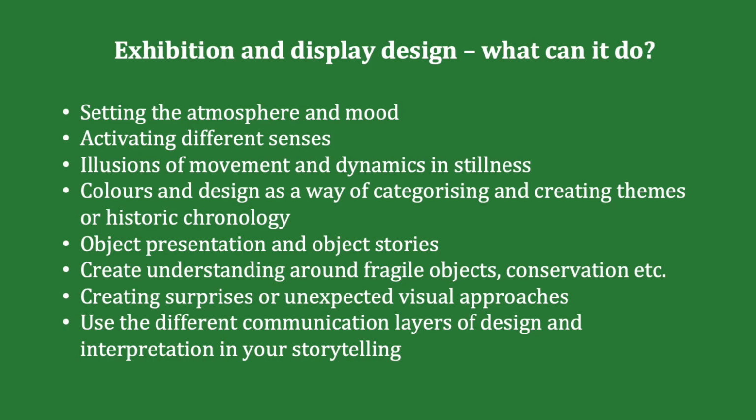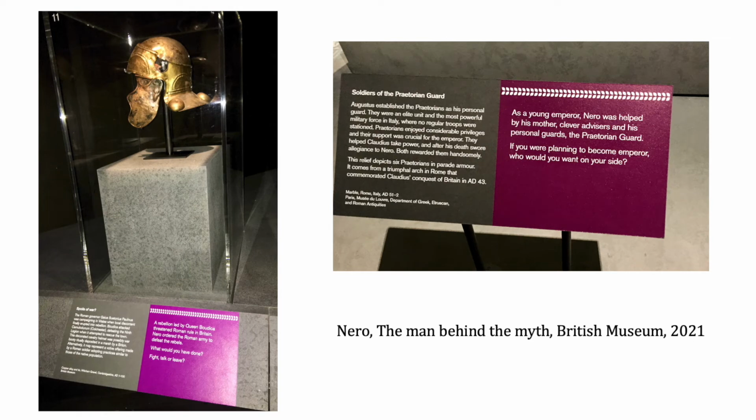Now, of course, design has a massive impact on colors as well, and colors are a really good way of categorizing or creating themes or a historical chronology in exhibitions. An example here is from the British Museum, their Nero exhibition in 2021 called The Man Behind the Myth. They had different colored labels. At the beginning of the exhibition, you were told that if you are specifically looking for learning aspects or questions around reflection, then have a look at these very purple, bright colored labels, where the museum had put some questions for you to reflect upon or to help you learn. And that's another way of using design and colors in a really brilliant way to highlight a specific aspect that you want to get across.